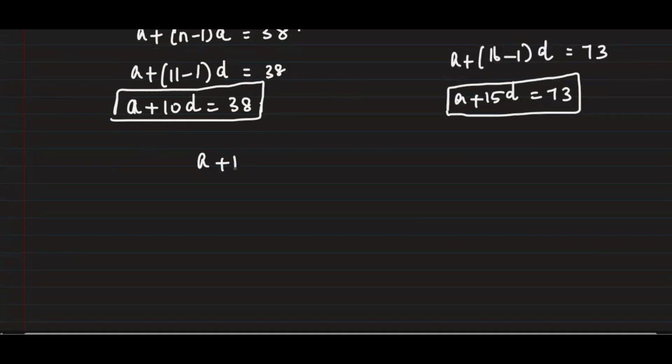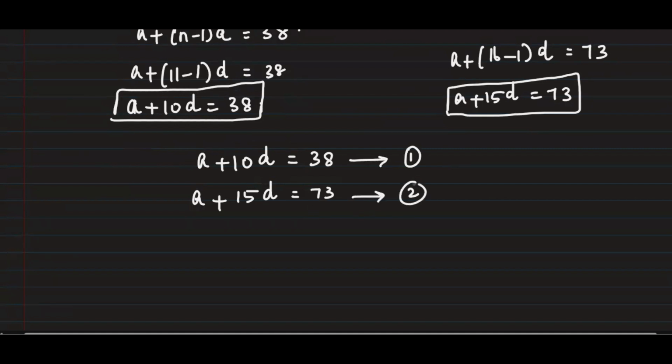So A plus 10D equals 38. We are writing one below the other. So A plus 15D is equal to 73. This is equation 1, and this is equation 2. So subtracting equation 2 from 1. Whenever we are going to subtract, we have to change the sign. So plus will become minus, plus will become minus, and plus also will become minus.